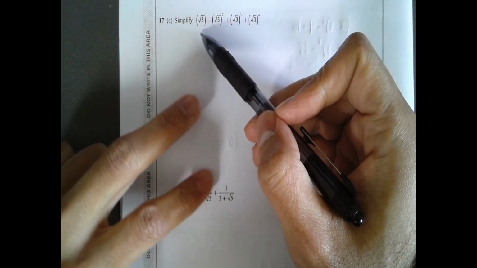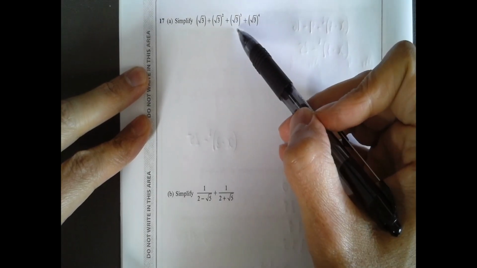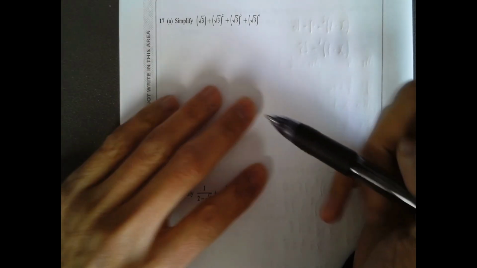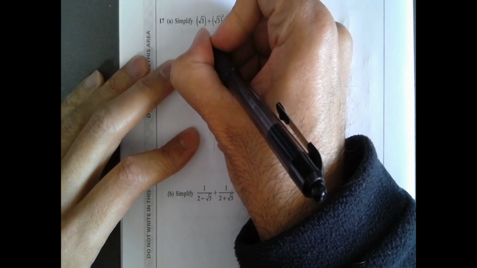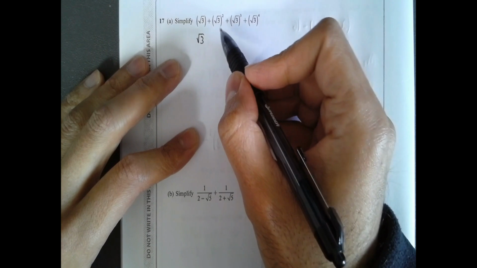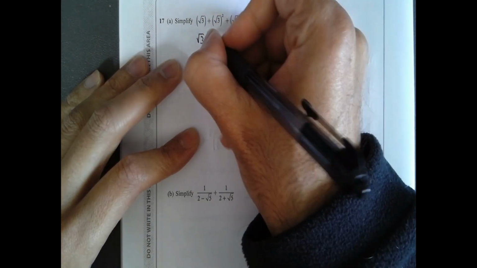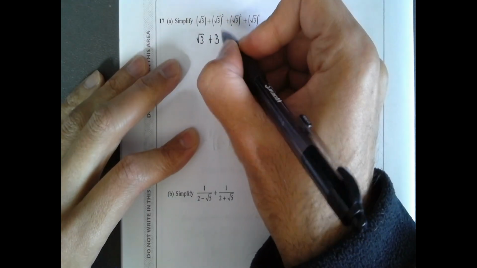Okay, question 17, and we're going to do some surd work here. We're being asked to simplify this expression: root 3 plus root 3 squared plus root 3 cubed plus root 3 to the power of 4. Let's work this through. Root 3, I can't really simplify, so I'm just going to leave that as root 3. Then plus root 3 squared. Root 3 squared means root 3 times root 3, which gives me a value of 3. So that part is now 3.